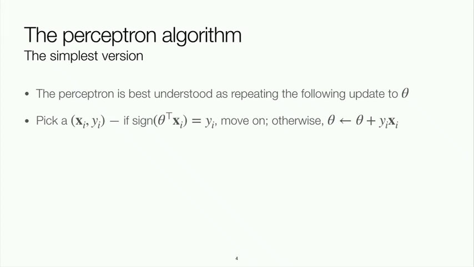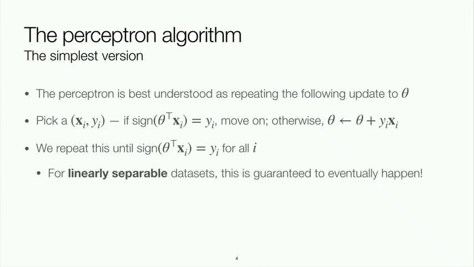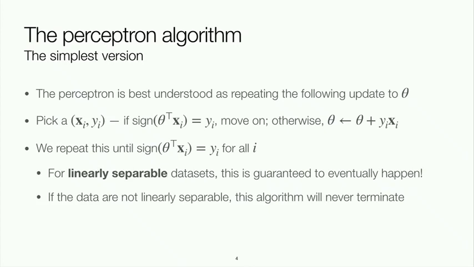So anyway, we repeat this process until my model correctly classifies all of the data points that I'm given, all of the xi, yi's. This is not an obvious statement. But for linearly separable data sets, which means data sets where there is some theta that correctly classifies all of my data points, we will eventually converge to a theta that is correct on all of my data. However, if the data are not linearly separable, which means there's no line that I can draw that perfectly distinguishes between the two classes, then this algorithm is never going to converge. It's just going to keep running forever and ever, and it's not ever going to return a theta that it's satisfied with.